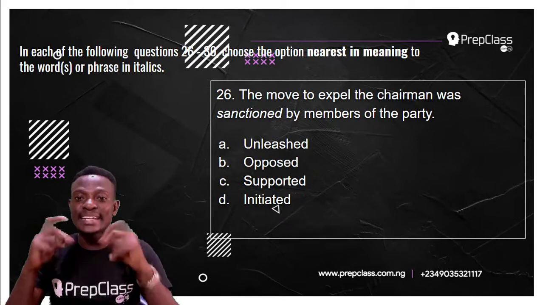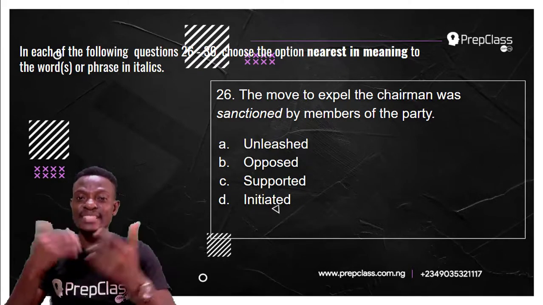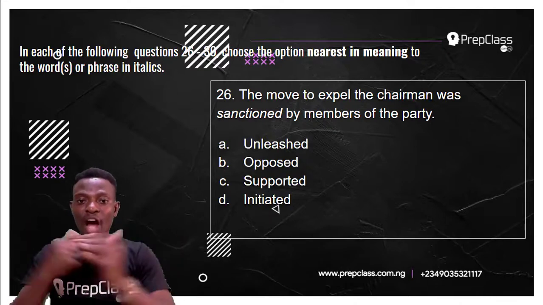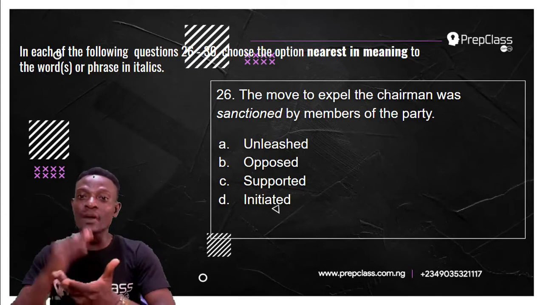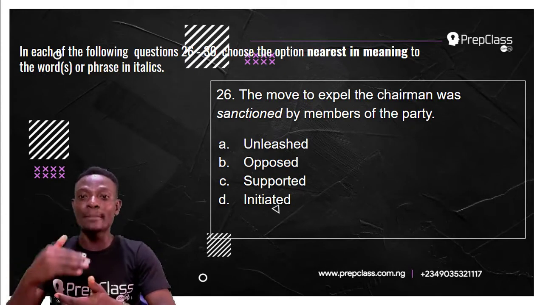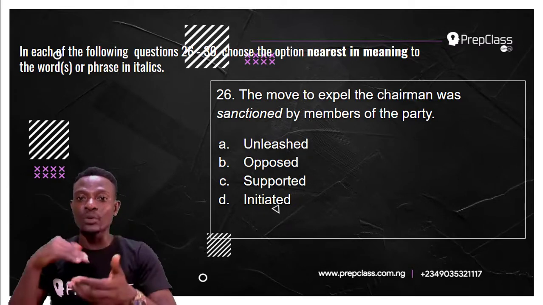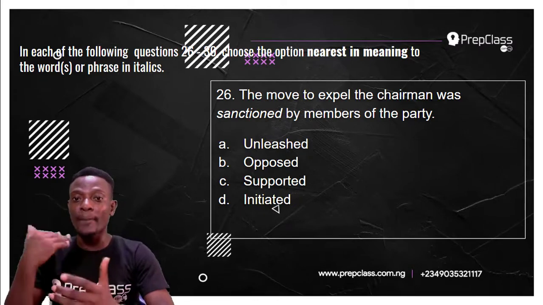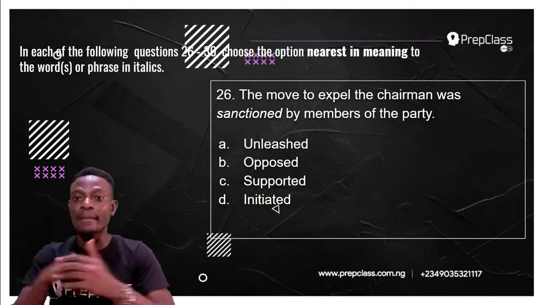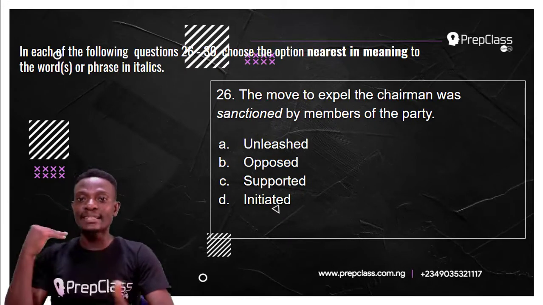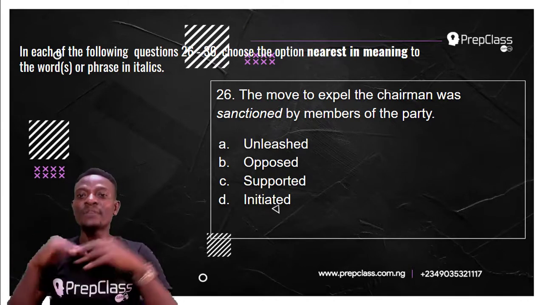Now, the word in italics here is sanctioned. So, which option is the nearest in meaning to sanctioned? The options we have are A. Unleashed. The move to expel the chairman was unleashed by members of the party. B. Opposed. C. Supported. D. Initiated by members of the party.